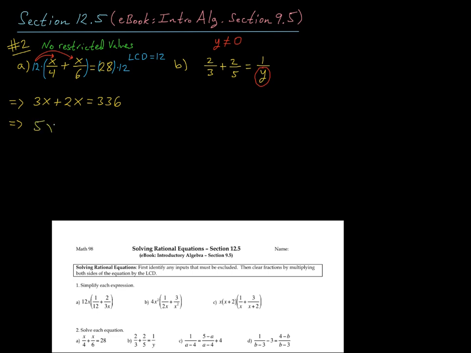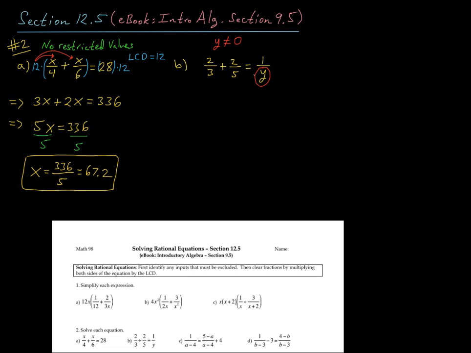So I have 5x is equal to 336, and then just go ahead and divide both sides by 5, and you are done. All right, so our solution here would be 336 divided by 5, which if you wrote as a decimal, comes out to be 67.2. Great. All right, let's do that same thing now for B.